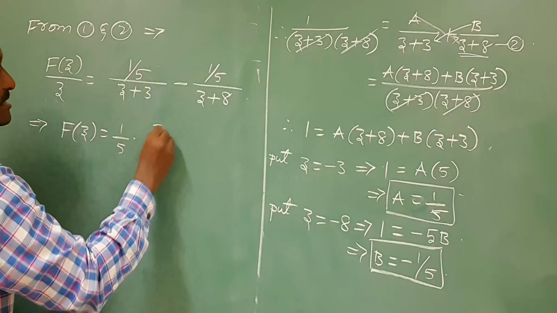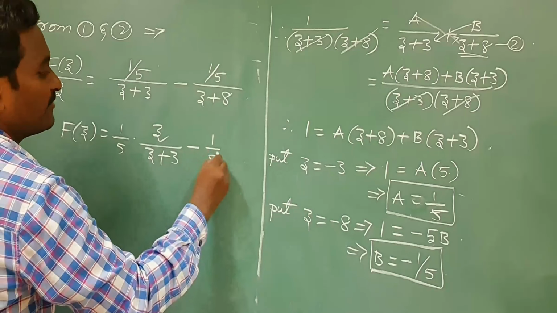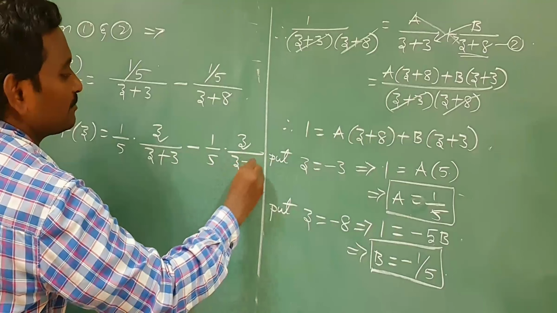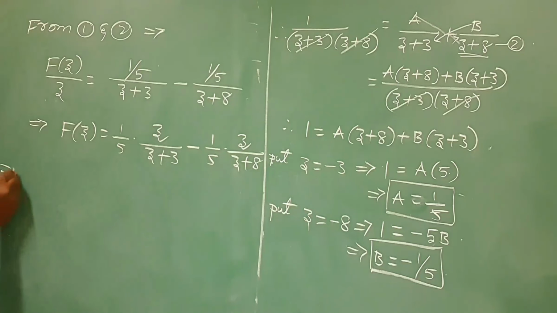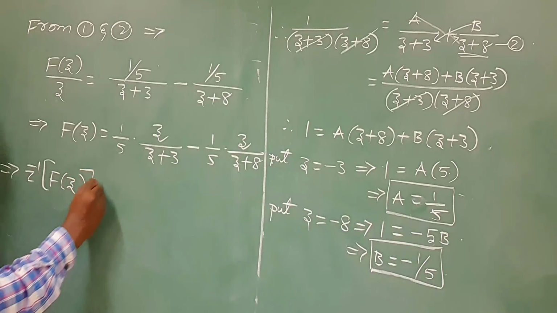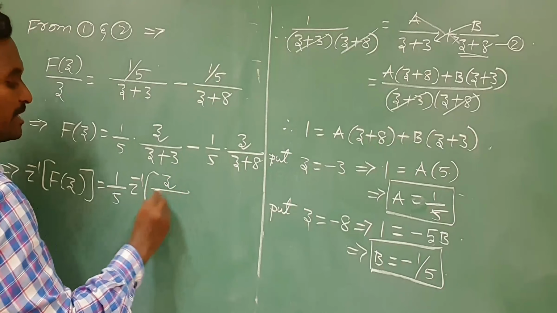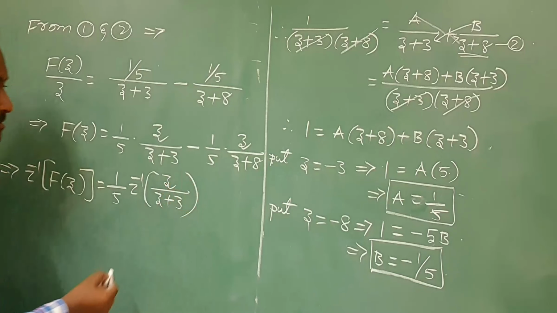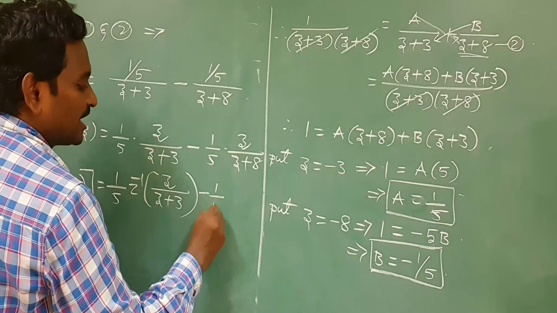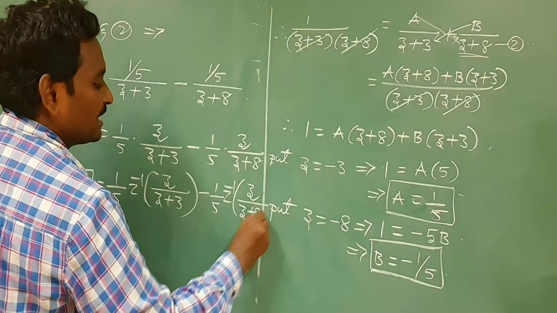z into 1 by z plus 3 minus 1 by 5 into z by z plus 8. Apply inverse on both sides. So you will get Z inverse of f of z is equal to 1 by 5 into Z inverse of... directly I am separating the terms by using the linearity property. 1 by 5 is the constant term, that is why it goes outside. So Z inverse of z by z plus 8.